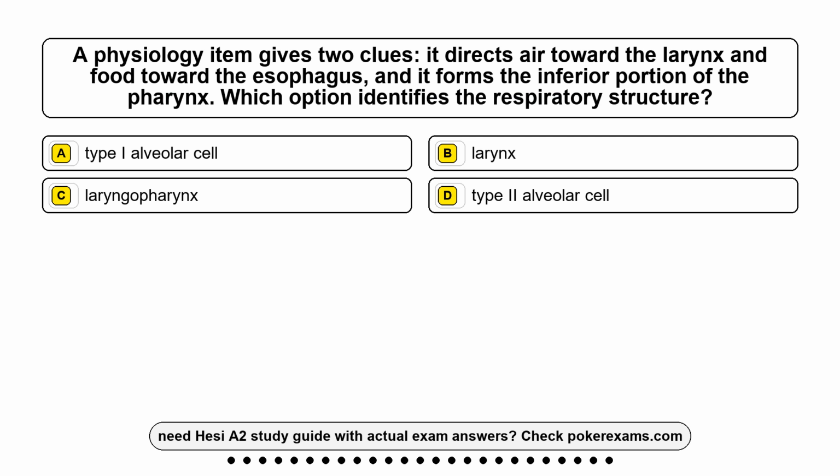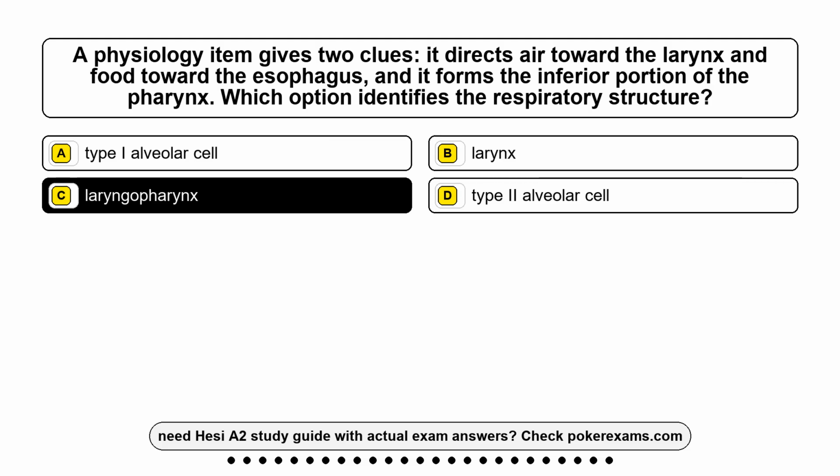Question 4. A physiology item gives 2 clues. It directs air toward the larynx and food toward the esophagus, and it forms the inferior portion of the pharynx. Which option identifies the respiratory structure? Option A, type I alveolar cell. Option B, larynx. Option C, laryngopharynx. Option D, type II alveolar cell.